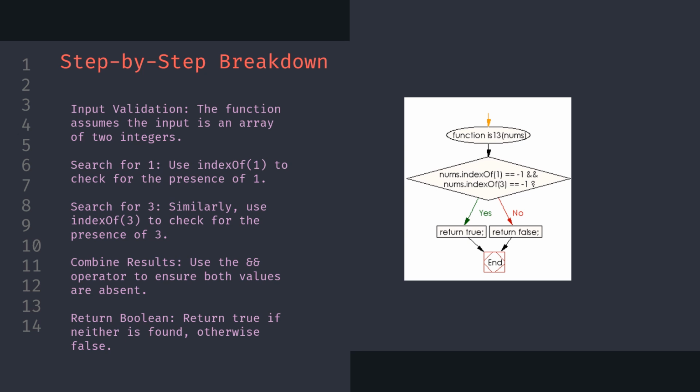Let's break the logic down step by step. We assume the input is an array of exactly two integers, so no additional validation is required. The function first checks for the presence of 1 using indexOf(1). Then it checks for 3 using indexOf(3). Both checks are combined with the double ampersand operator to ensure that neither value is present. If both conditions are met, the function returns true. Otherwise, it returns false. This step-by-step approach ensures clarity and accuracy in the function's logic.